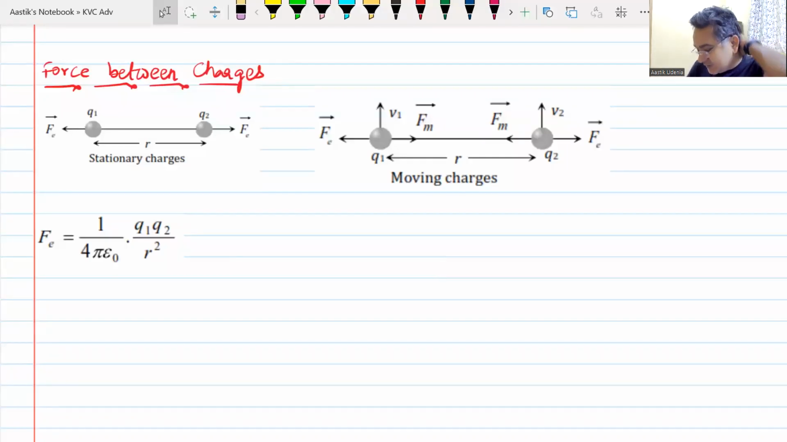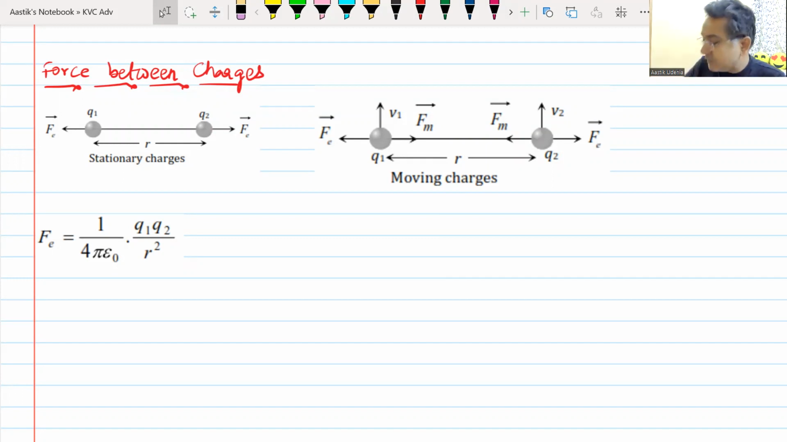Then we can just see this force between charges. That is how we started. Two charges Q1, Q2 separated by a distance of r. The electrostatic force between these two charges will be 1 by 4 pi epsilon naught Q1 Q2 by r square. Do we remember this? Yes, sir.